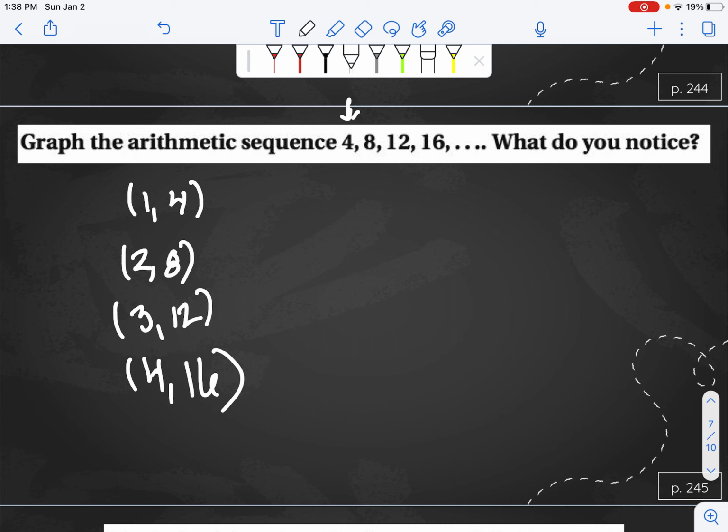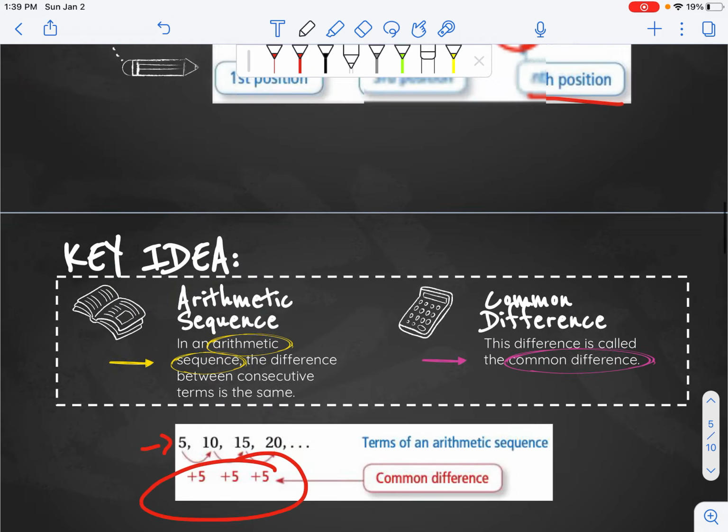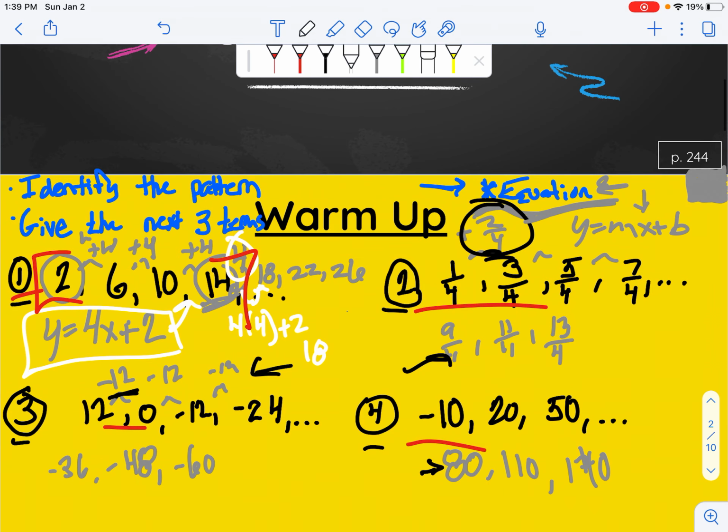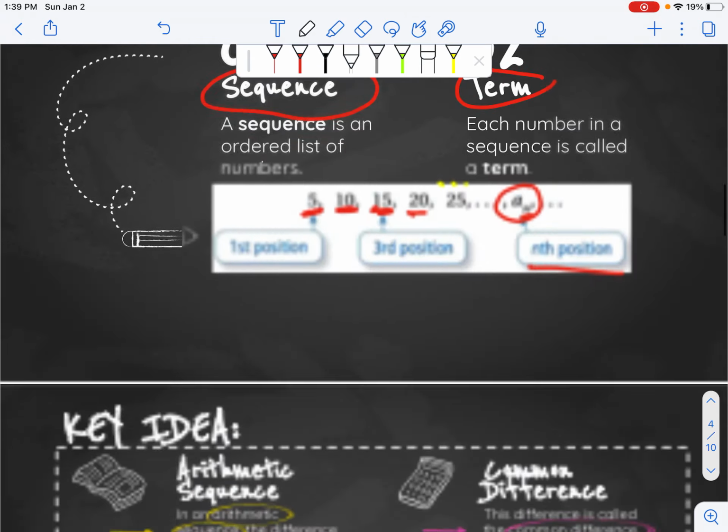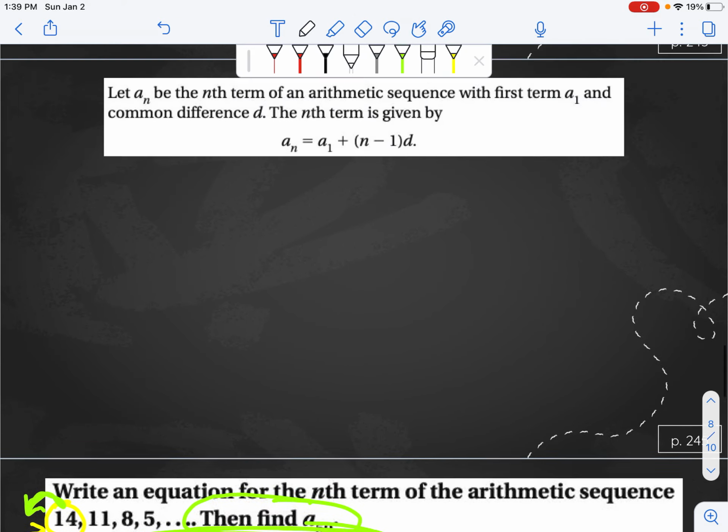But what you would notice is that it forms a line. And this should not be a surprise to you at all, because when we looked at this sequence up here, we noticed that it was going up by 4 every time. So it had a slope of 4. So of course it forms a line. That should not be a surprise to us.